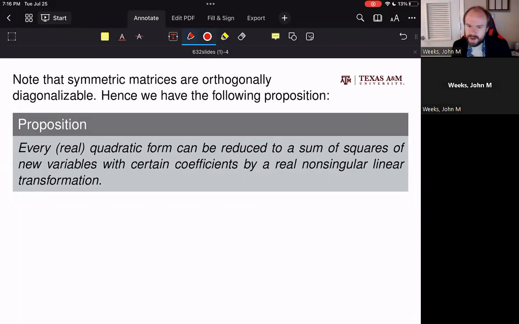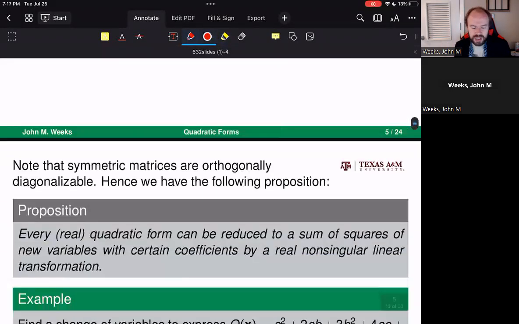So we have the following proposition. Every real quadratic form, we've been calling them coefficient matrices of the quadratic form, can be reduced to a sum of squares of new variables with certain coefficients by a real non-singular linear transformation. What do we mean by this? That means that we can reduce quadratic forms to become diagonal. That's because the symmetric coefficient matrix, we could diagonalize it. And the thing that gets us there is a linear transformation. It's going to be a change of variables, its own coefficient matrix, this time for a change of basis.